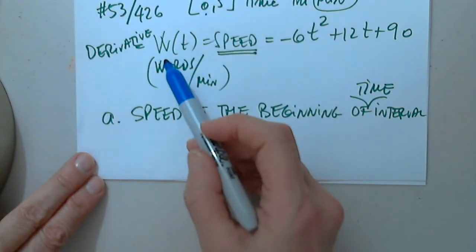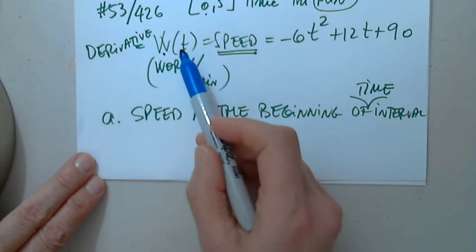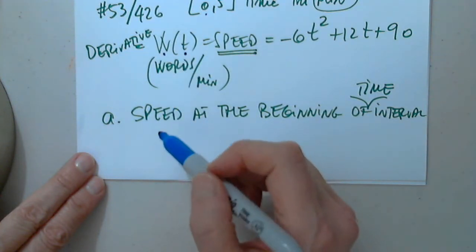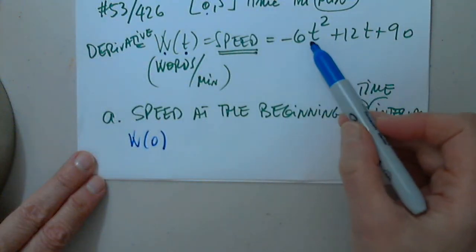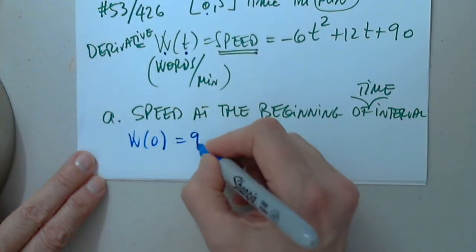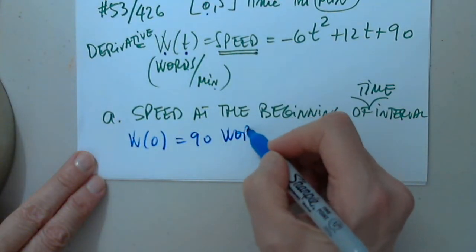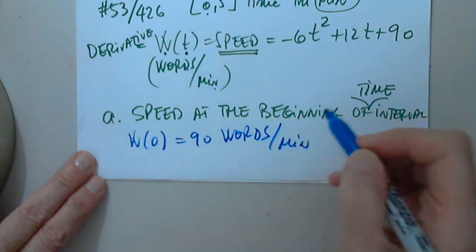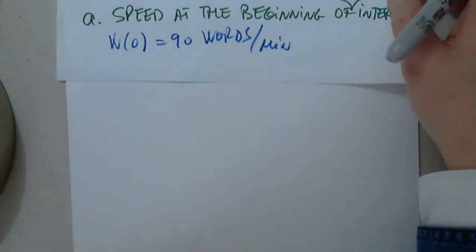So, as you said, W of 0, right? Yeah. Good. So 0, 0, 90. Words per minute. That's it. Perfect. Okay, let's see what part B wants.